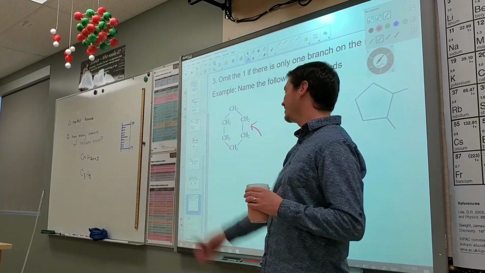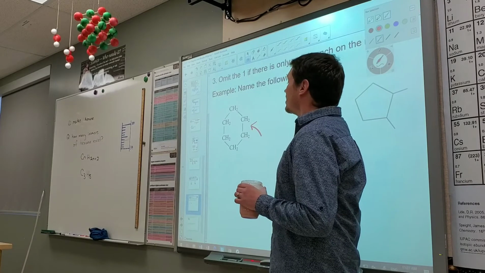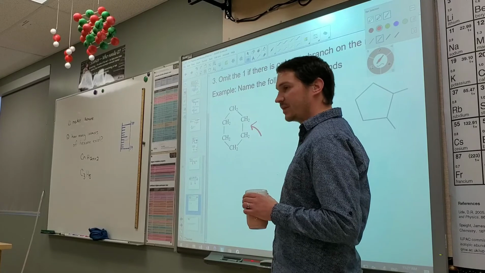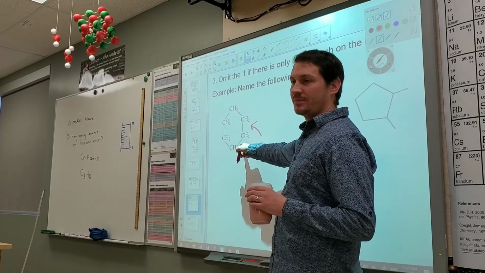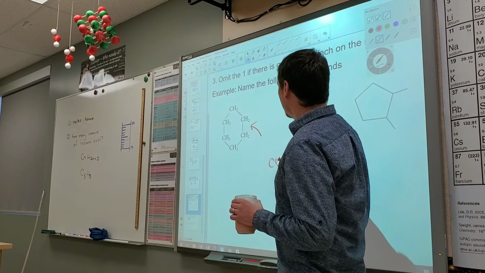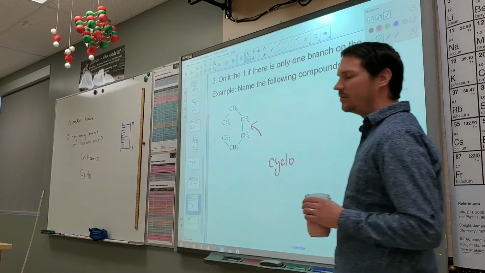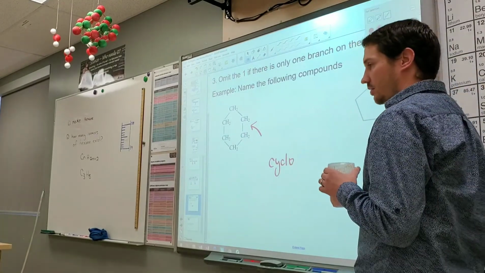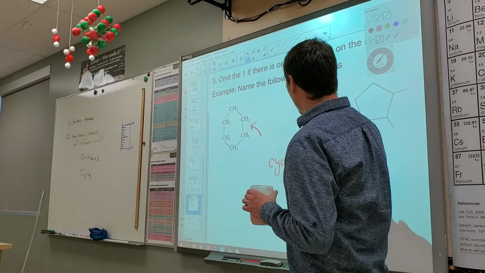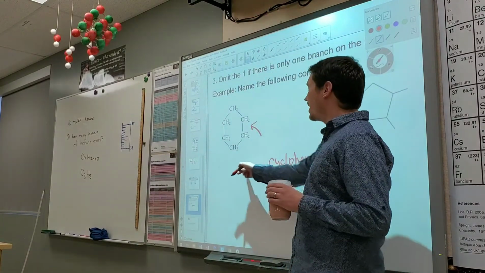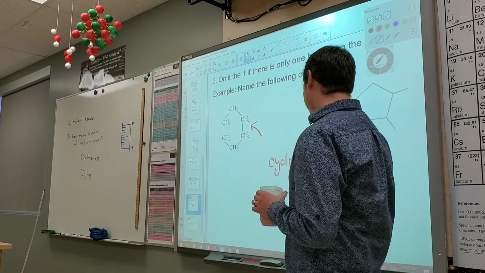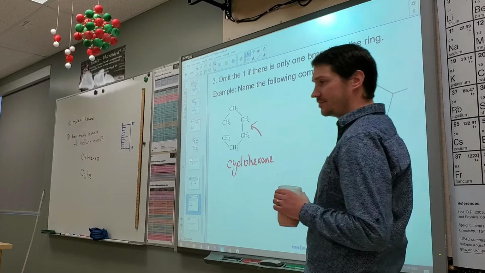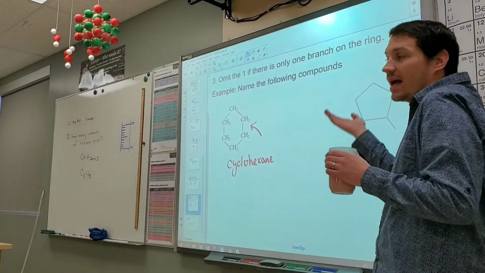Okay, let's get back to actual work. So let's take a look at this. Is this a ringed structure? Yes. So we're gonna have cyclo in the name. How many carbons are a part of this ring? 1, 2, 6. So cyclohexane. Are there any branches on it? No. We're done. So this thing is cyclohexane. That's it. There's no branches on here, so we don't have to name any branches.